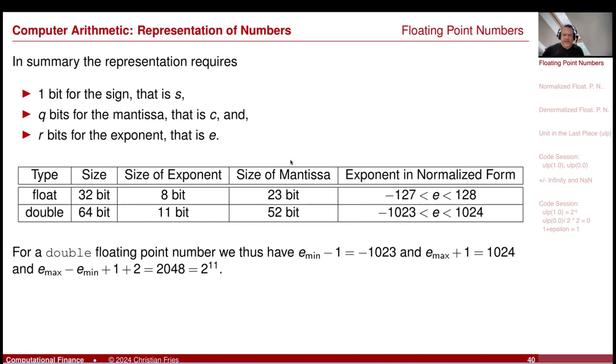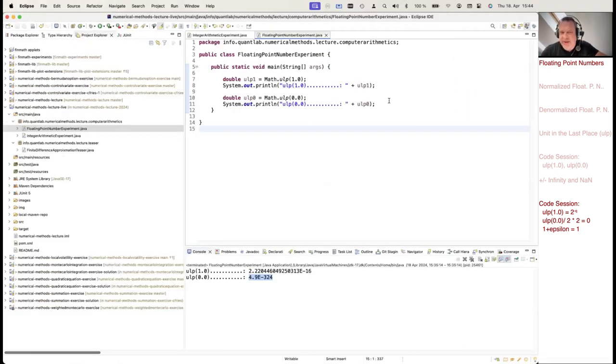So 64-bit double precision has an 11-bit exponent. So the exponent goes from minus 1023 to 1024. And the size of the mantissa, my Q, is 52. So I have 2 to the power of 52, so my step is 1 divided by 2 to the power of 52. Let's try if this is actually the corresponding ULP. So what do I get if I print 2 to the power of minus 52? Yeah, it's exactly this value.